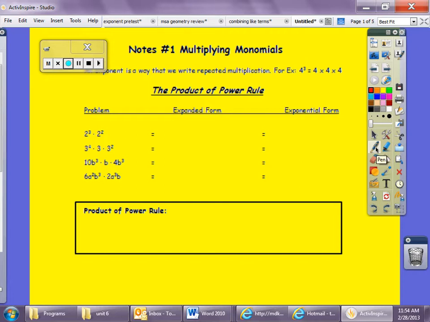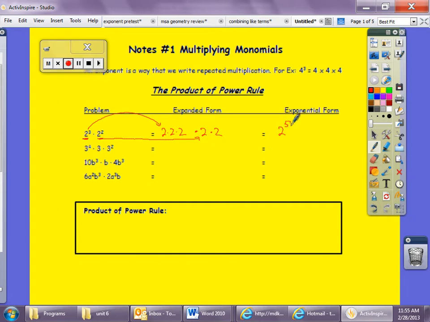Now we have some different laws with our exponents. The first one we're going to talk about is the product of a power rule. So if we have this first one, our problem is 2 to the third times 2 to the second. Expanded form would mean we have 2 times 2 times 2, because that's 2 to the third. And then we have 2 times 2, which is 2 to the second, which gives us a total of 5 twos. So that's also 2 to the fifth power.